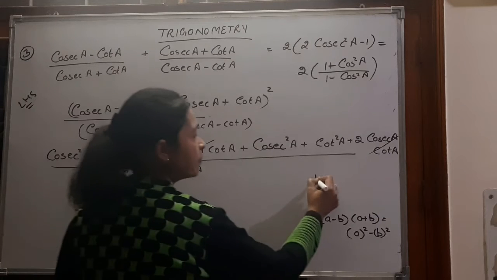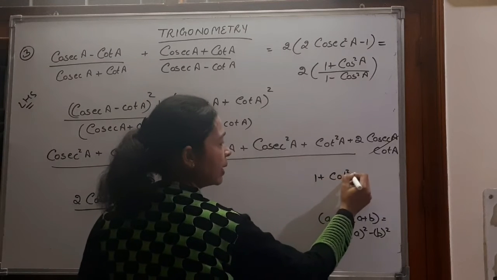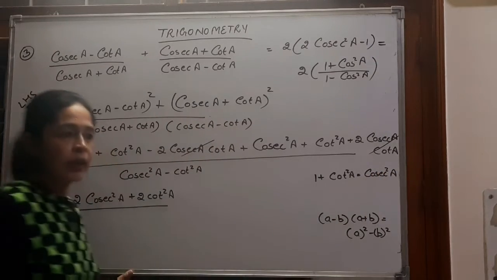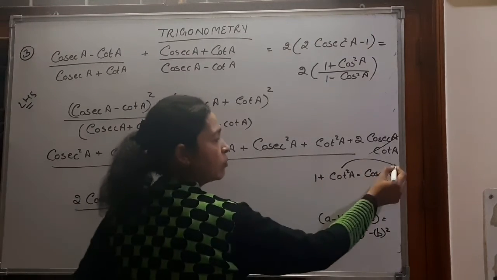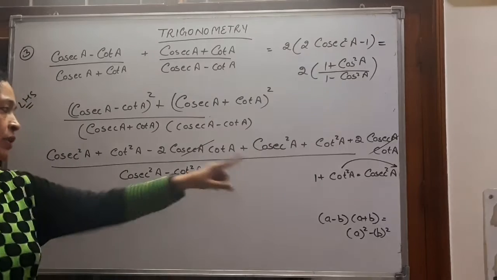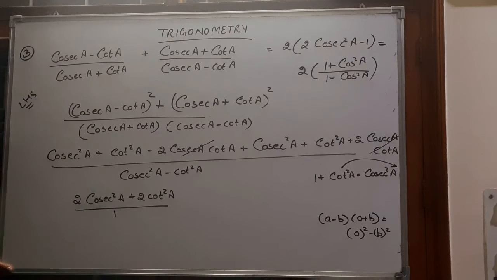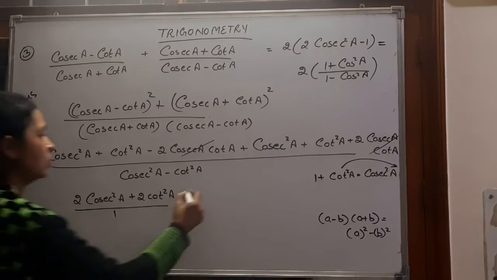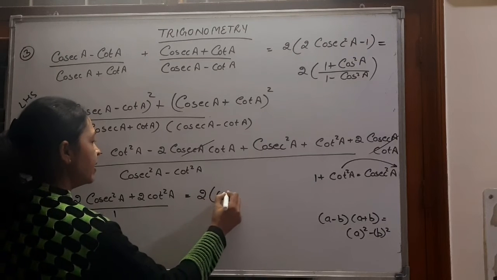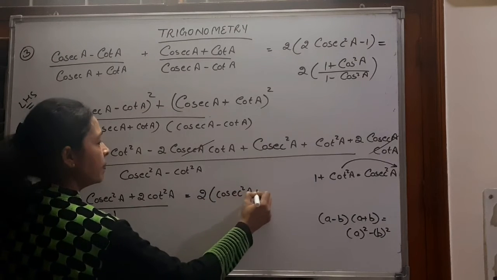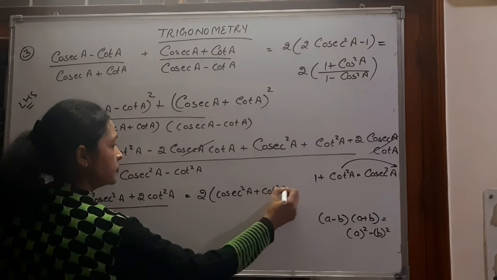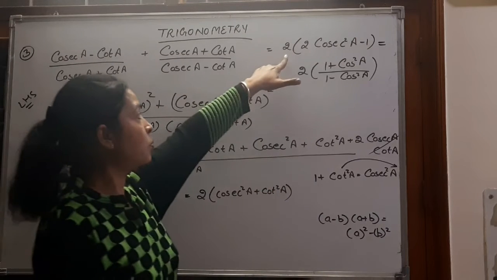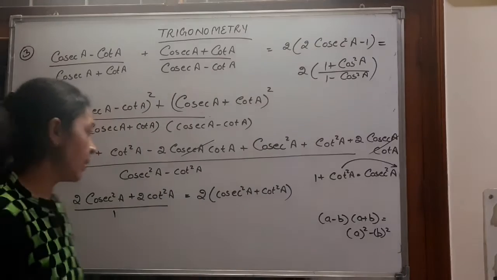We have an identity: 1 plus cot square A equals cosec square A. If we subtract cot square A from cosec square A, what is left? 1. Now what is common? 2 is common. Inside we have cosec square A plus cot square A, and the denominator is 1. Now what do we have to prove? We have to prove 2 times (2 cosec square A minus 1).